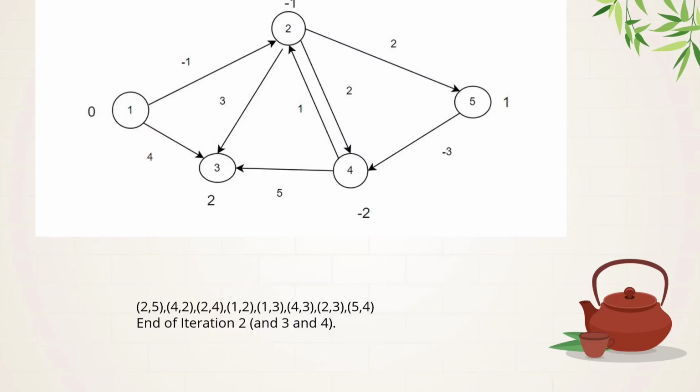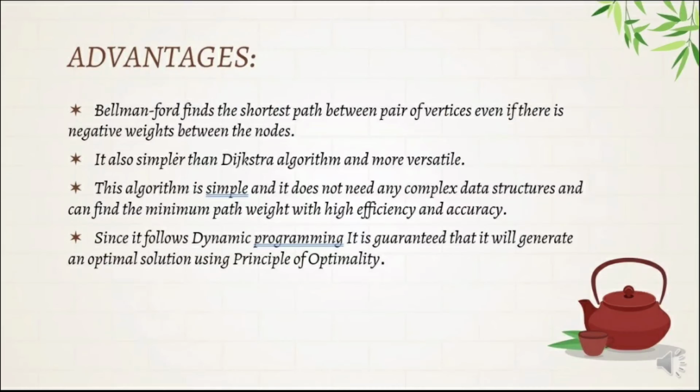After the second iteration, we can see that there are no possible changes that can be done further, like 0 minus 1 equals minus 1 plus 2 equals plus 1, and 1 minus 3 equals minus 2, and 2, like there are no further changes that can be done. So this is the end of iteration 2 and 3 comma 4 also. So we have successfully completed this problem.